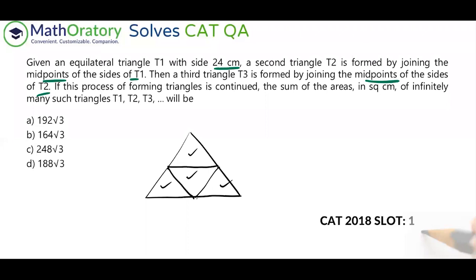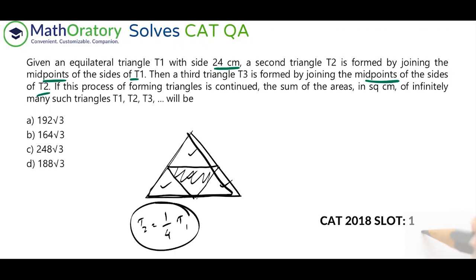So effectively, suppose this entire triangle is T1 and the center one is T2. So T2 will be 1/4 of T1, right? So every time we connect the midpoints, we are making the area 1/4, and we are making infinitely many triangles and looking for the sum of all the area. So it's an infinite GP series, right? Just need to find the first term, and the common ratio is 1/4.